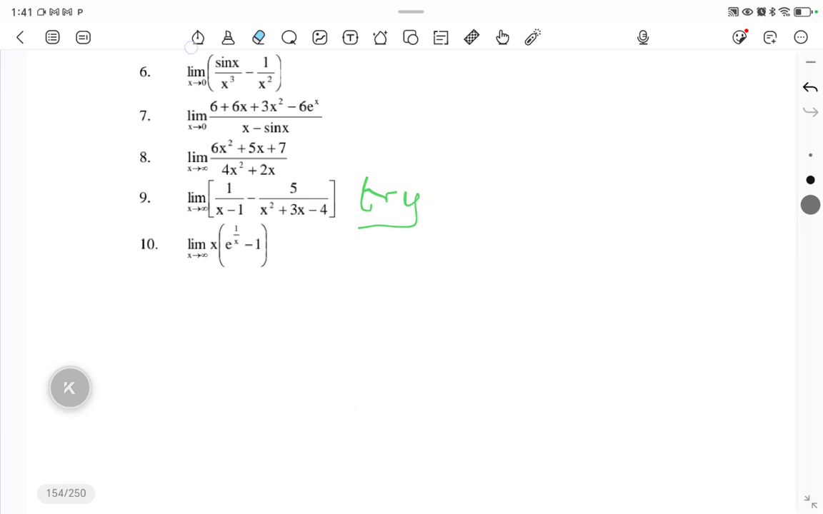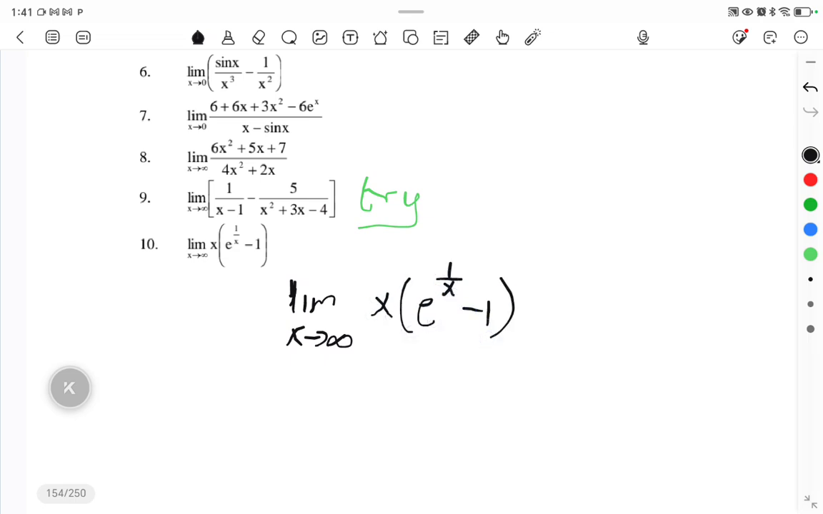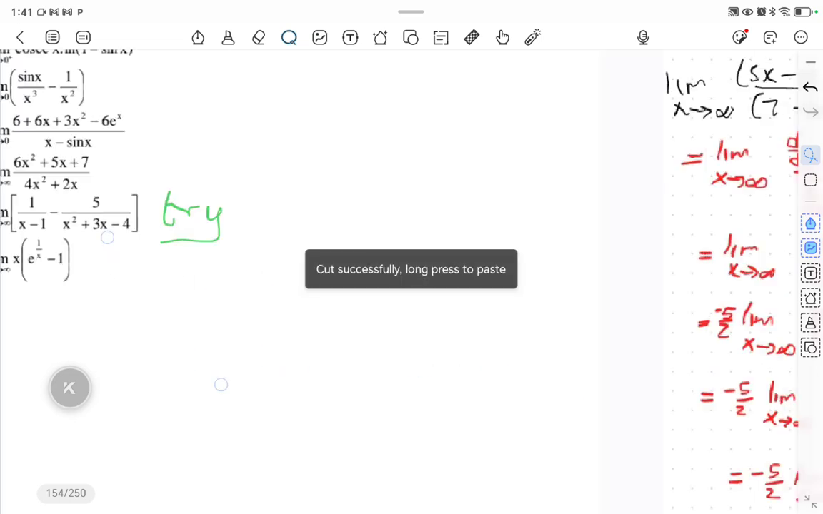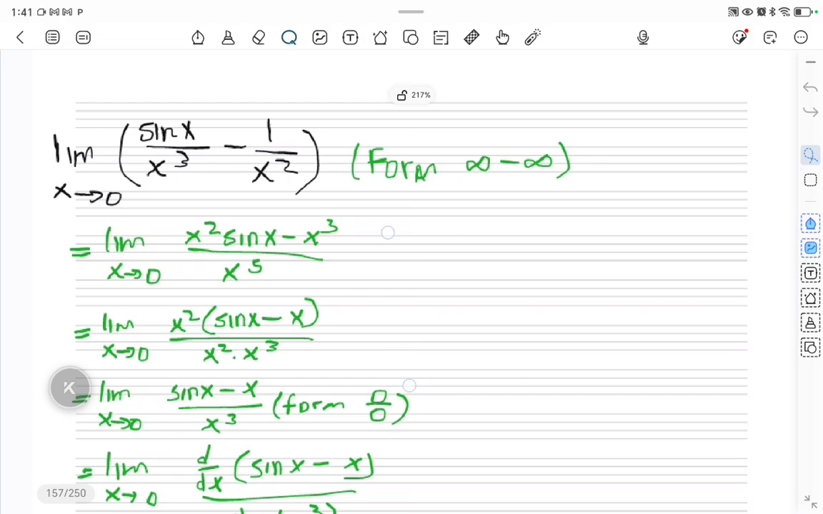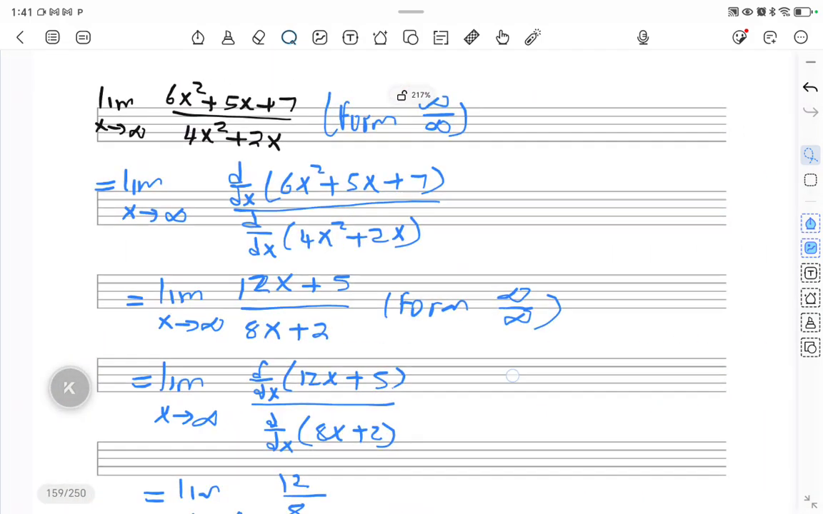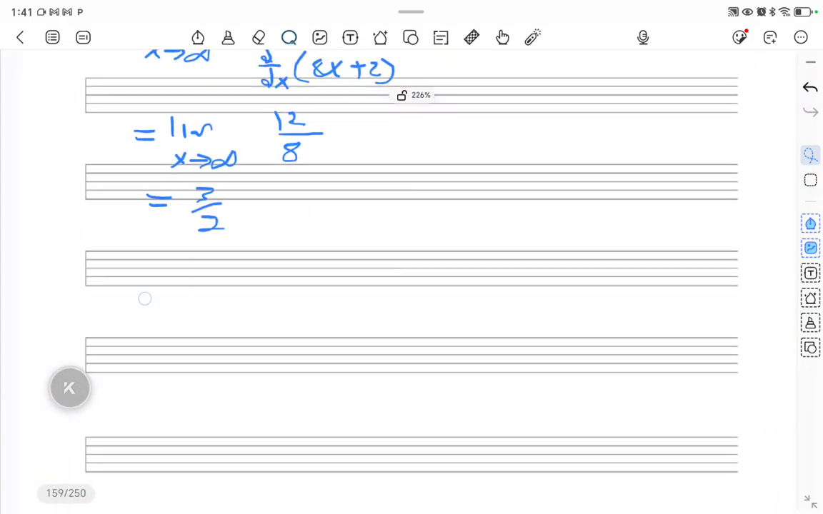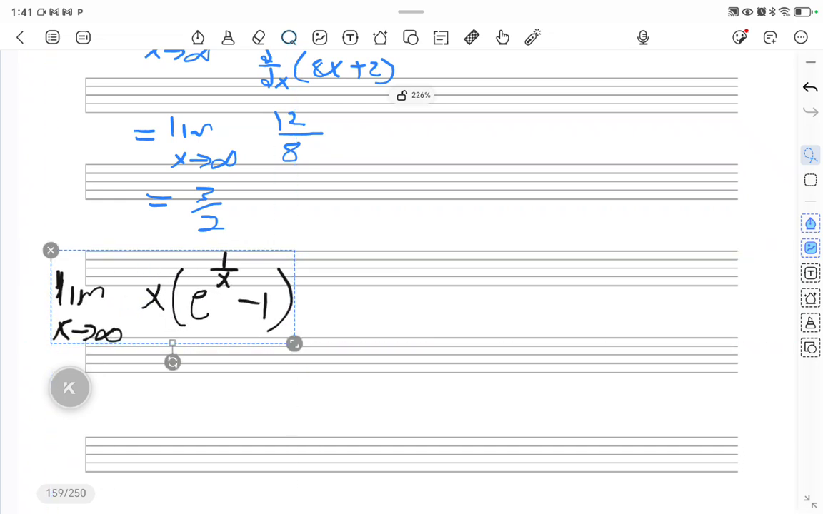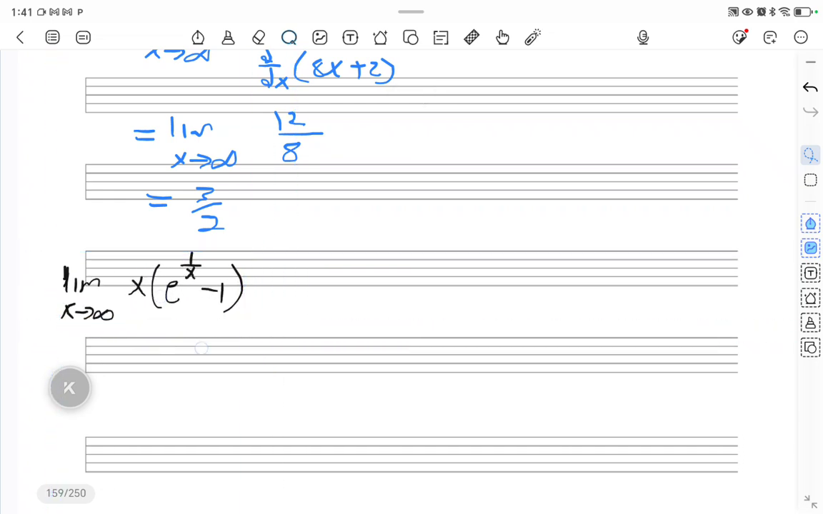Let's write 10 even. So when you come to 10, 10 is usually what you find when you come to advanced calculus, SMTA 021. So this is what you find: e to the 1 over x minus 1. You find such problems. So now when you come to this, we're given the limit as x approaches infinity of this.